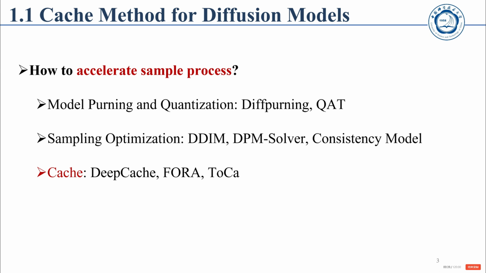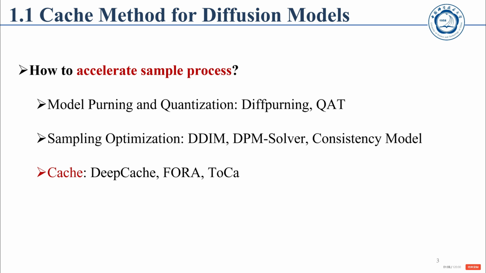Previous sampling acceleration methods are mainly divided into 2 categories. One is to use pruning and quantization to reduce the time required for each sampling step, and the other is to optimize the information transmission method in the sampling process to reduce the number of sampling steps. In the past 2 years, many methods for accelerating sampling through caching have emerged. These methods reuse previously computed information to skip subsequent calculations, thereby achieving better generation results.